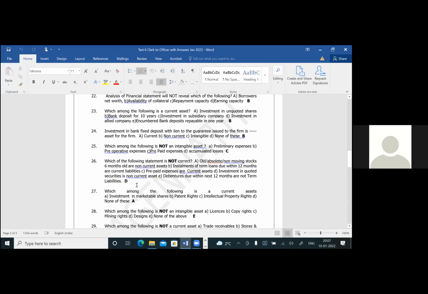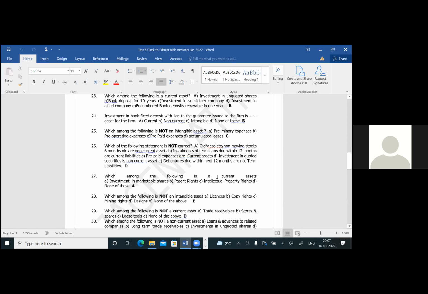Question number 27. Which among the following is a current asset? Investment in marketable shares. It is a current asset. Good. Patent rights is an intangible asset. Intellectual property rights, it is an intangible asset. None of these. The question is, which among the following is a current asset? Investment in marketable shares is a current asset. Question number 27, answer is A.